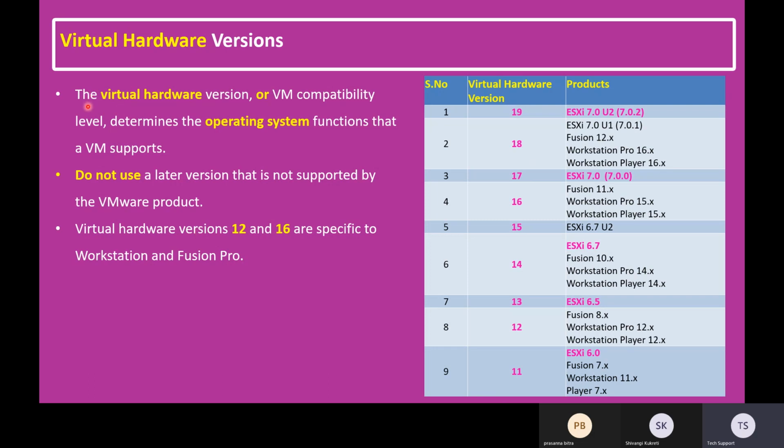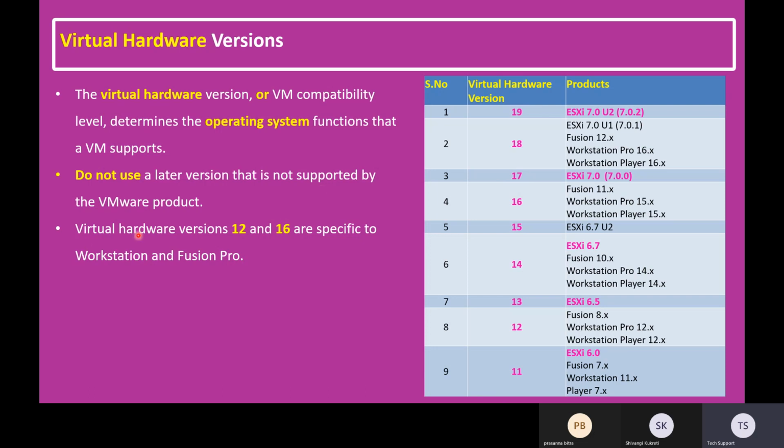The description says the virtual hardware version or VM compatibility level determines the operating system functions that a VM supports. So whatever the VM supports, based on the version, it will also list out. And do not use a later version that is not supported by the VMware product. Suppose 17 is supported until Windows 2019. Within that VM, if you try to install 2022, VMware says it's not recommended. Obviously, if it is not supported, even when you try to install, it won't allow you to install the latest version of the guest operating system.